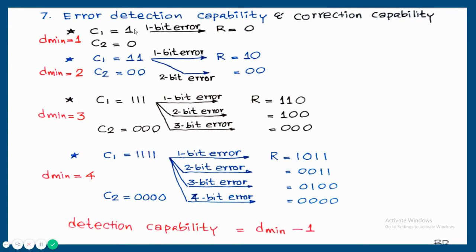1 is transmitted, due to error this one is received as 0. But according to the receiver's point of view, 0 is also a valid code, so it is going to be accepted. That means according to the receiver's point of view, there is no error. That is why without a parity bit, error cannot be detected. So with D minimum equal to 1, there is no error detection. If there is no error detection, there is no error correction also.